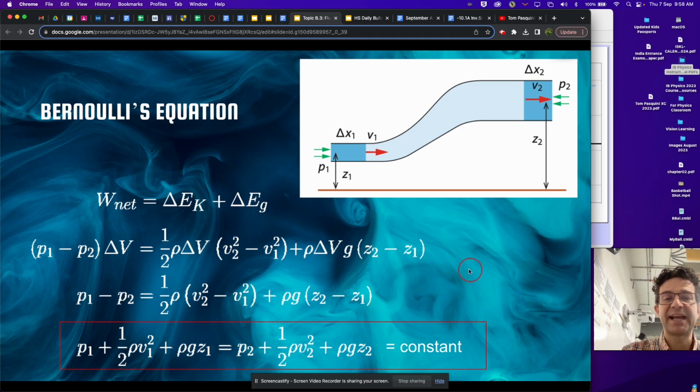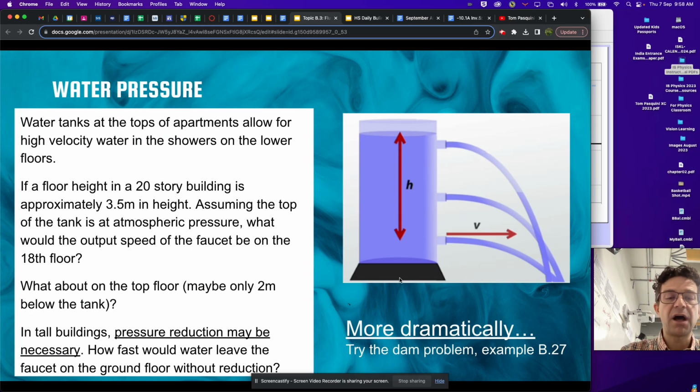Very briefly, let me just tack onto this, looking at a common example, which would be looking at how if you poke a hole in a container at different depths, the velocity of the water leaving that container will be different at different depths. So let's take a look at that. So we have water tanks that are at the top of an apartment building that allow for high velocity water in the showers on the lower floors. And so we're going to have this 20-story building. We'll make them 3.5 meter tall floors. So 20 stories up, where it's say 70 meters.